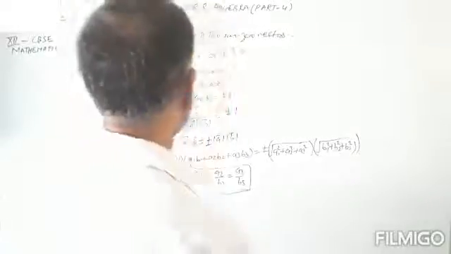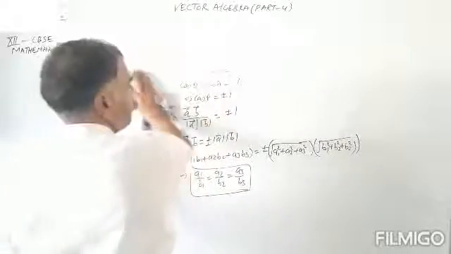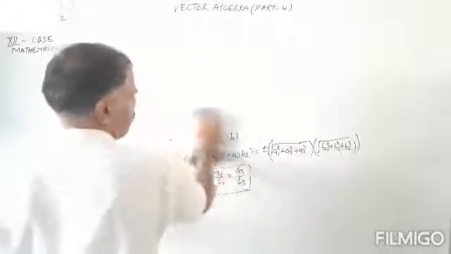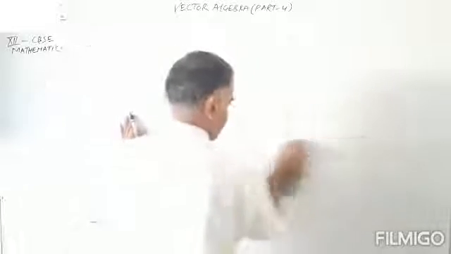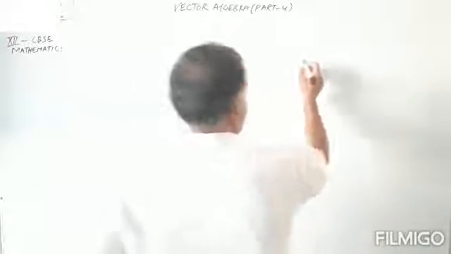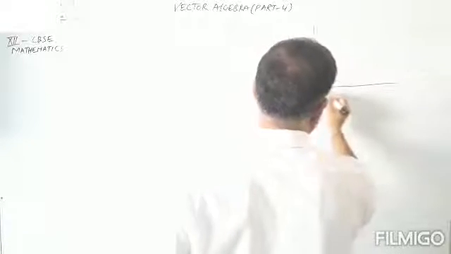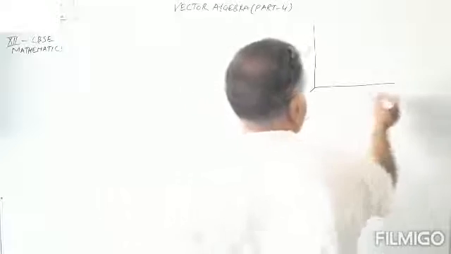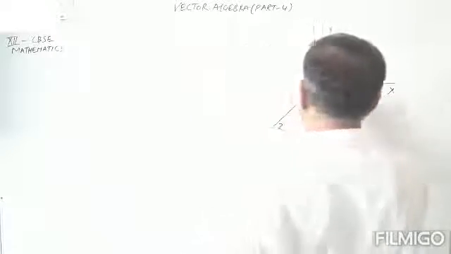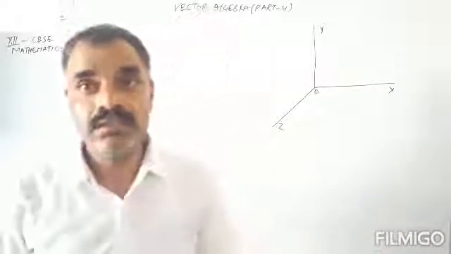Now we will discuss the unit perpendicular vectors, their dot product. Let us have this as the y-axis, this as the x-axis, and this as the z-axis. X-axis, y-axis, and z-axis are all mutually perpendicular, that is perpendicular to each other.